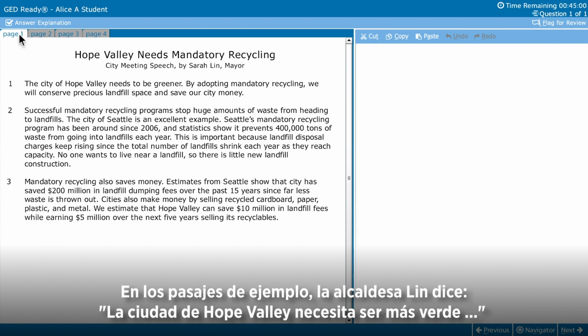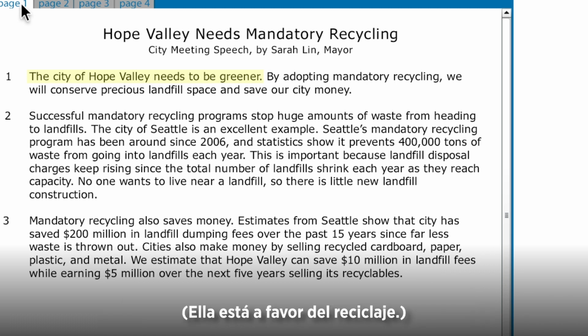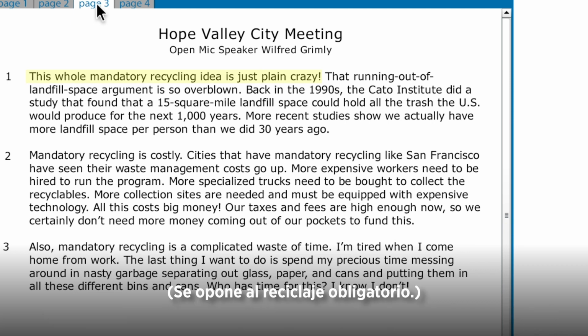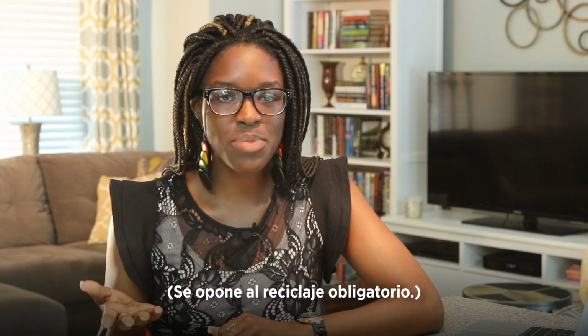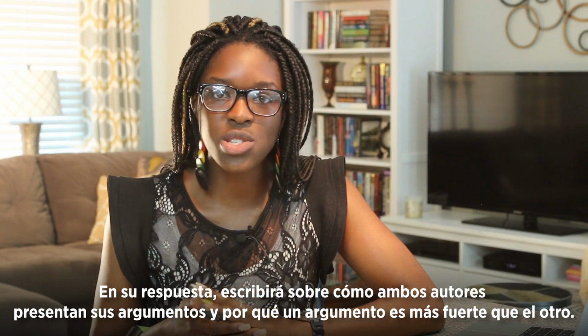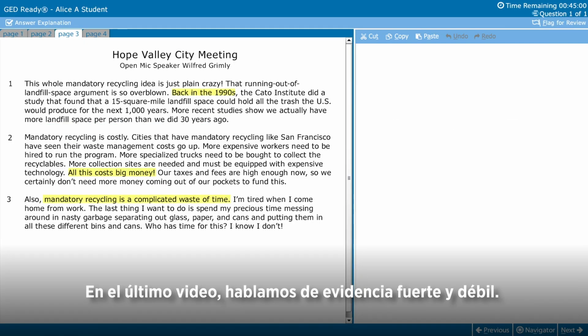In the example passages, Mayor Lynn says, "The city of Hope Valley needs to be greener." She is in favor of recycling. Mr. Grimley says, "This whole mandatory recycling idea is just plain crazy." He is opposed to mandatory recycling. In your response, you will write about how both authors make their arguments and why one argument is stronger than the other. In the last video, we talked about strong and weak evidence.